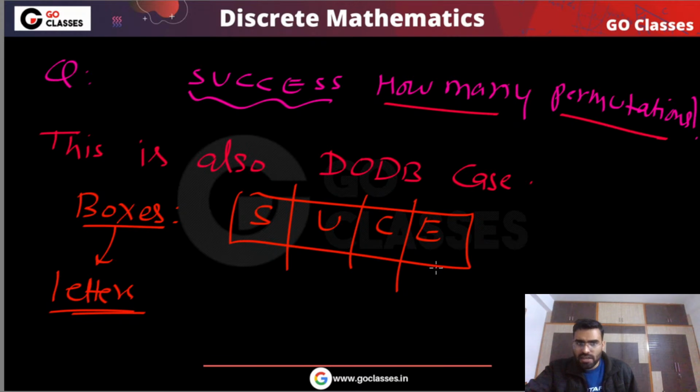Can anyone tell me what the objects are here? What are the objects? Anyone? The objects are the positions. The objects are the positions in the permutation.